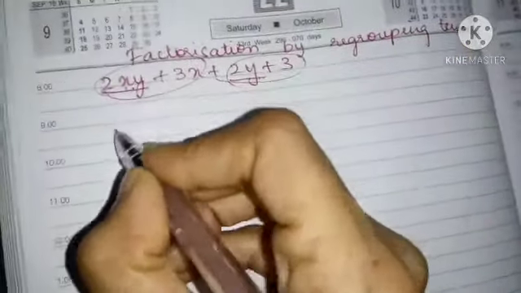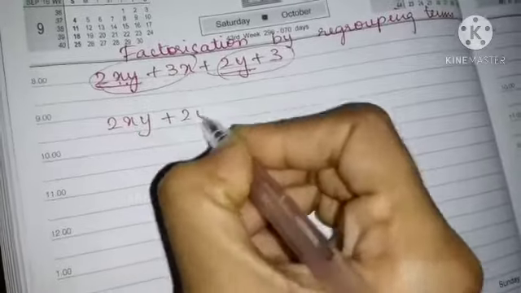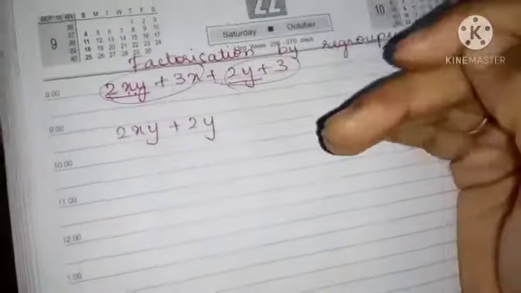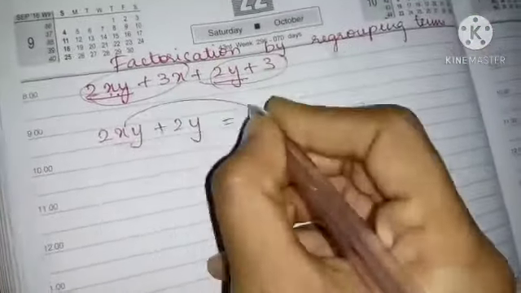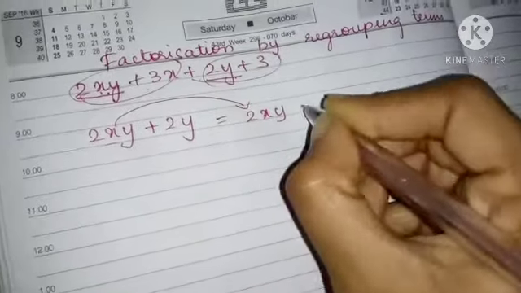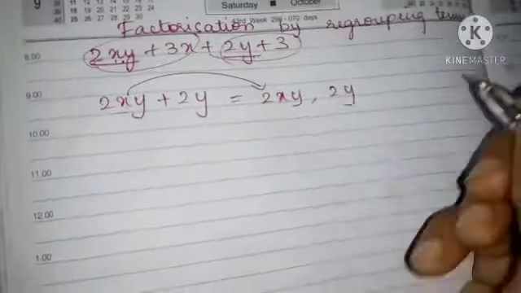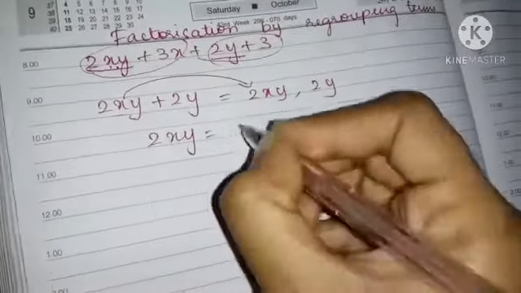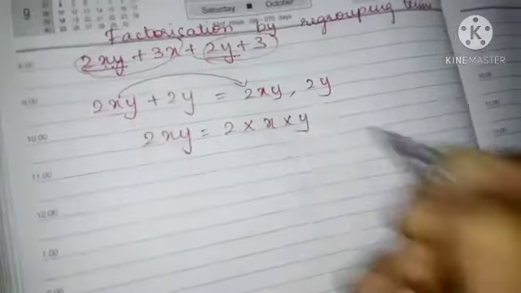Here, 2xy plus 2y, I am grouping it as first. So 2xy, how will we write? 2xy, comma, 2y. These are the two terms here. 2xy is equal to 2 into x into y.